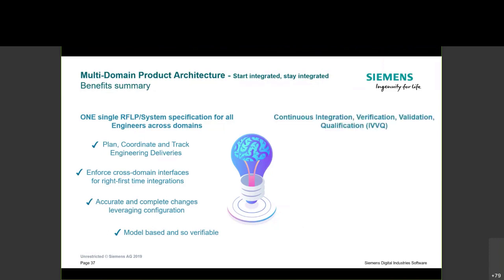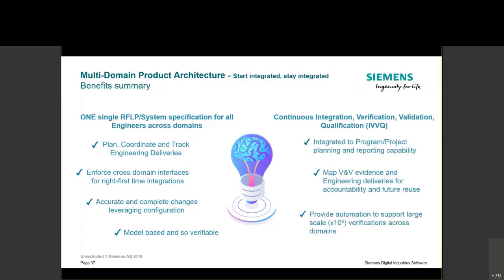Then continuous verification, validation, integration, and qualification. Integrated with program and project planning and reporting capability. As I said, in these three examples I've been showing you, we are mapping the results. So this is about mapping the evidence. If you have a regulated industry, this is very important, right?